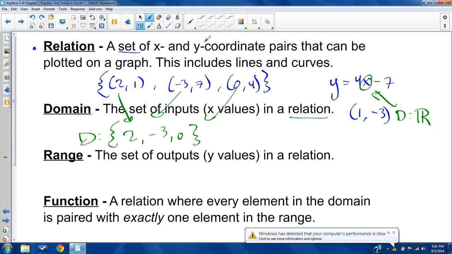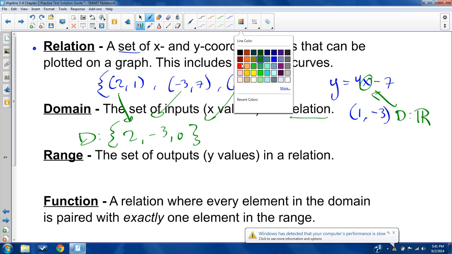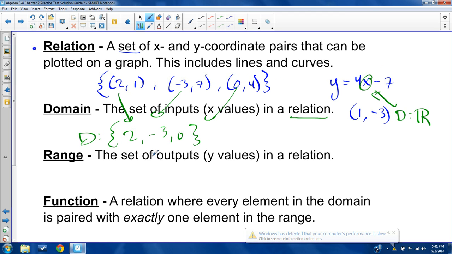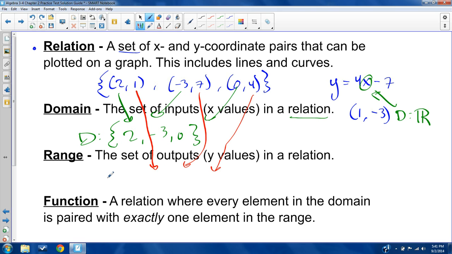Okay, the range is the set of outputs, or the y values in a relation. So in this case, I'm looking at the y's. I'm looking at 1, 7, and 4, for that relation right there. So my range would be 1, 7, and 4.